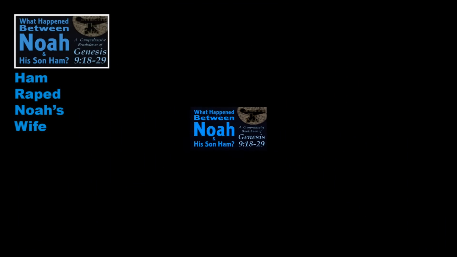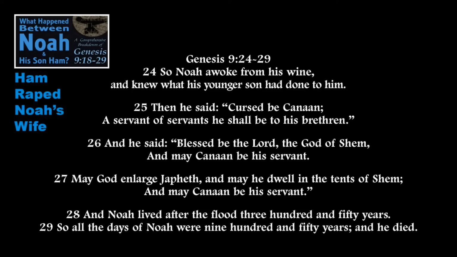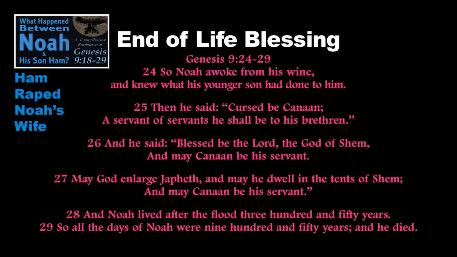Ham raped Noah's wife, his own mother. I'm not going to go over it again. You'll have to watch the video to see proof in the connections. But in the video, and I've said it earlier here, Noah gave an end-of-life blessing to his sons, Canaan, Shem, and Japheth. Again, you'll have to watch the video to see that Canaan was Noah's son through his wife. But take note here that Ham was not included in this blessing and curse because the family had already disowned him due to the rape.